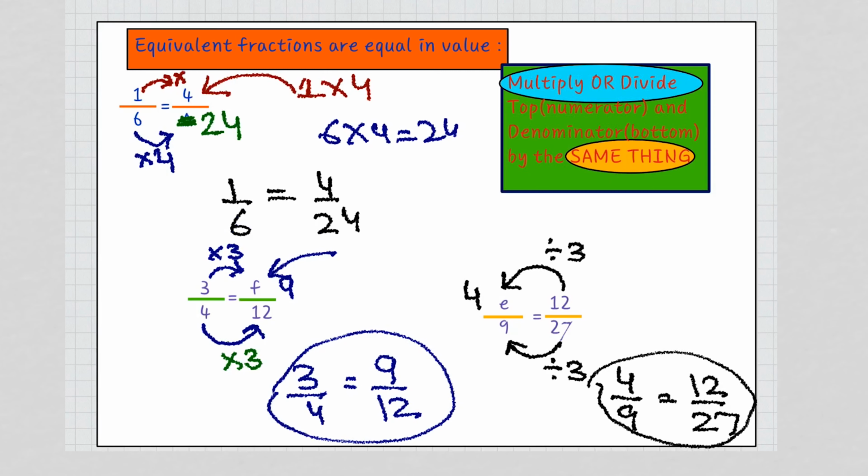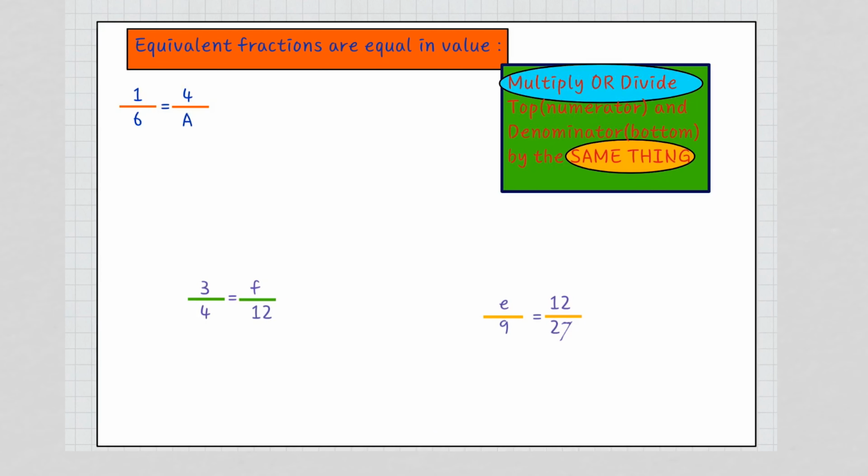That's how you find the values of E, F, or A in this case when you are doing equivalent fractions. Now please do all these 3 questions yourself and then check your answer, and make sure you always remember this rule: you multiply or divide the numerator and denominator by the same thing in order to find the values of the unknown variable.